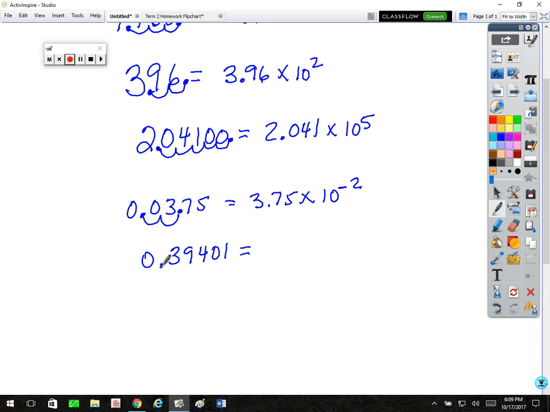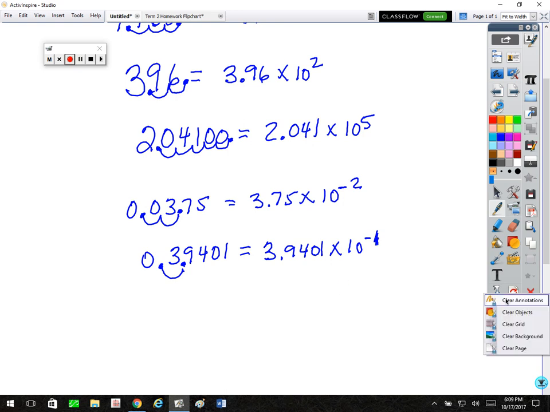So my video was paused for just a second. Now I started it back up. Now let's see what we have. So my decimal is here. I need to move it to where there's one number in front. So I'm just going to move it right there. So my coefficient is 3.9401 times 10. And since this original number was smaller than 1, I know I have a negative exponent. How far did I move it? One place. To the negative first power. So 0.39401 in standard form is the same as 3.9401 times 10 to the negative first power.